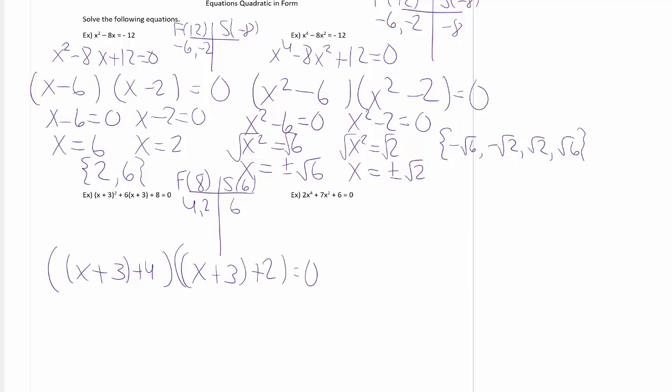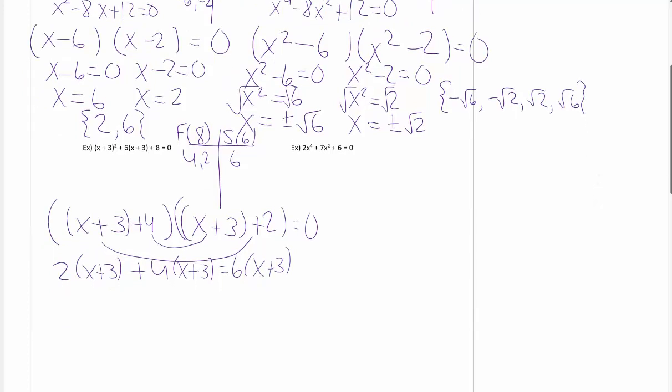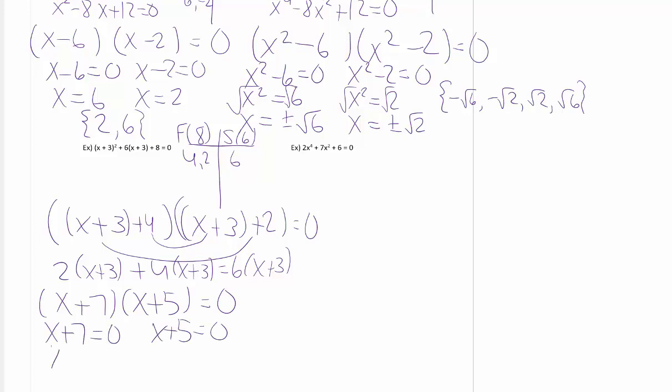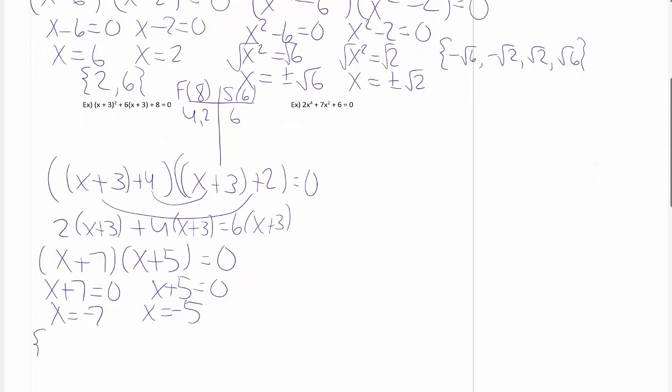Now, you might wonder, where do these 6 times the quantity x plus 3 go? Well, it's the outer plus the inner here. Okay. So it hasn't gone anywhere. So I'm going to simplify each set of parentheses. 3 plus 4, that is 7 for the first set of parentheses, and 3 plus 2 is 5. And then I can set each factor that contains a variable equal to 0. So here we have negative 7 and negative 5. So I can write out my solution set.